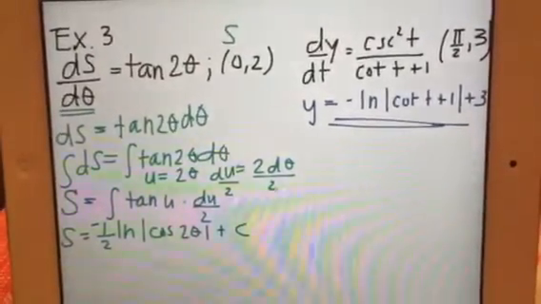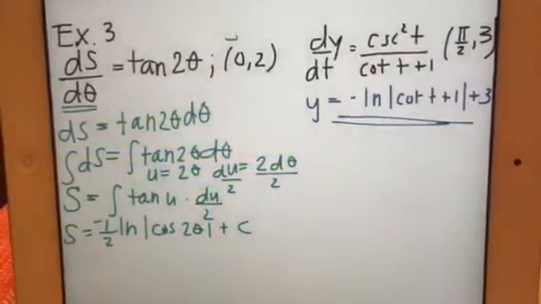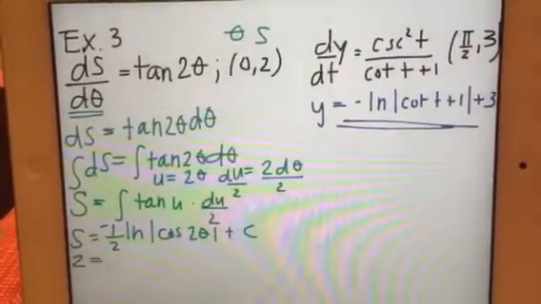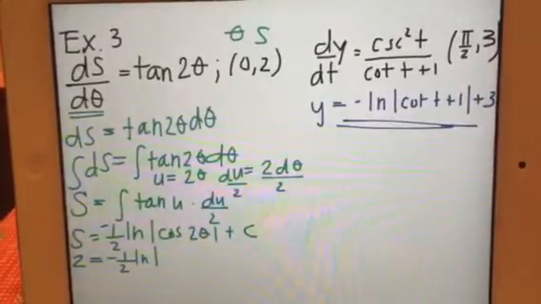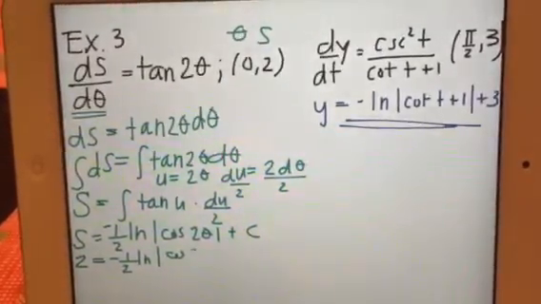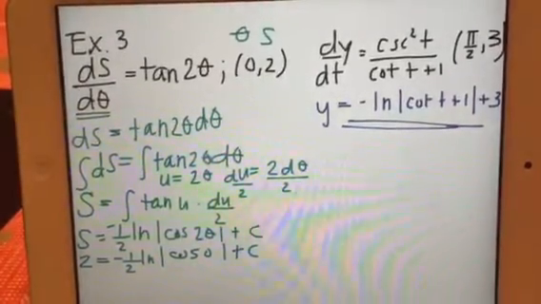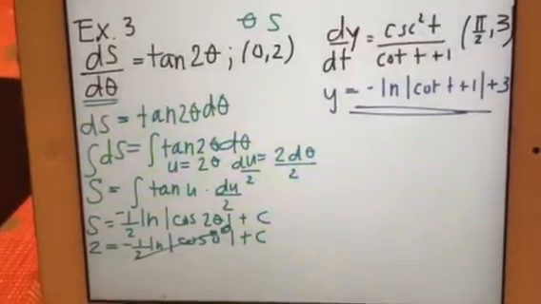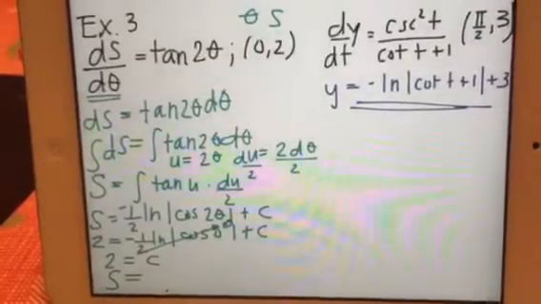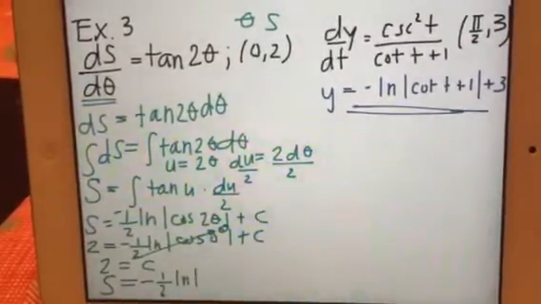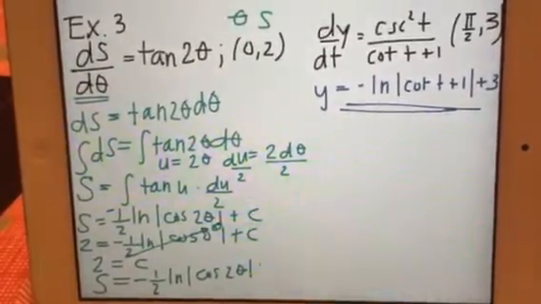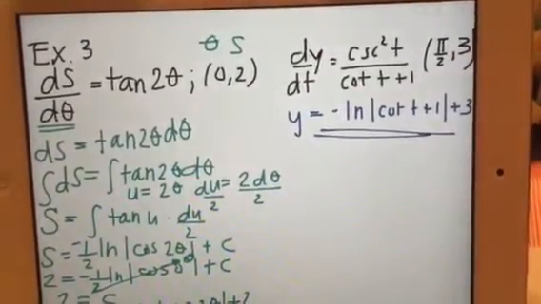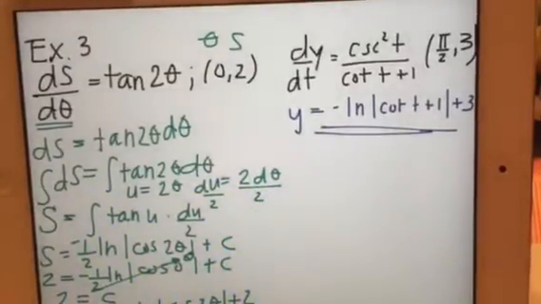We replace our points, so this one's s, this one's theta, so that we can solve for c. So 2 is equal to negative 1/2 ln of cosine of 2 times 0, which is 0, plus c. Cosine of 0 is 1, but the natural log of 1 is 0, so this whole portion becomes 0. So we have 2 is equal to c, so our final solution is s is equal to negative 1 over 2 ln of cosine of 2 theta plus 2. For part B of example 3, I've given you the solution and I want you to work that one out on your own, following the same process as part A.